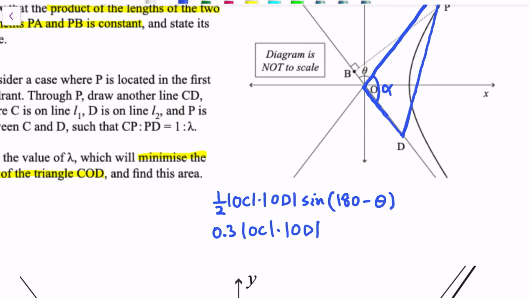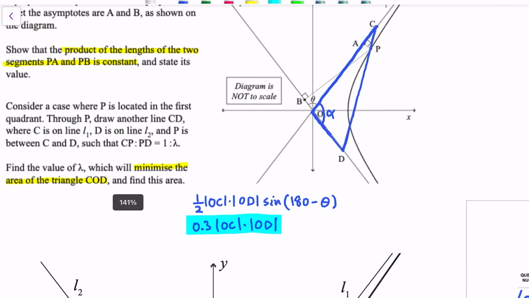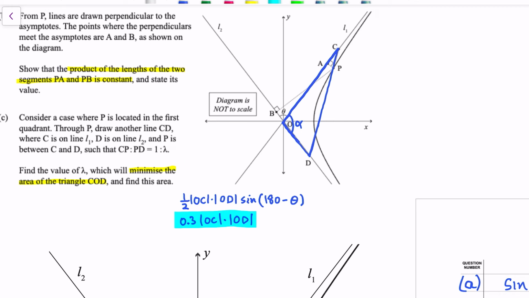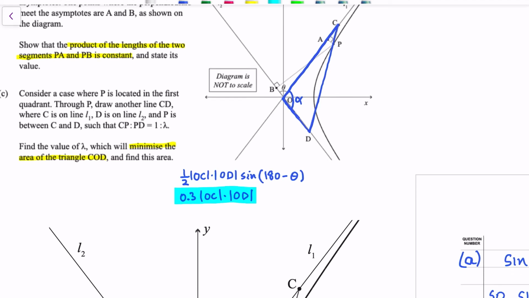Okay, so we're trying to find OC and OD, the lengths, so that we can find this area. We're going to find OC and OD in terms of lambda, because then it will enable us to differentiate the expression with respect to lambda and make it equal 0 and so on. So it is an optimization question. It's just a very, very hard one.